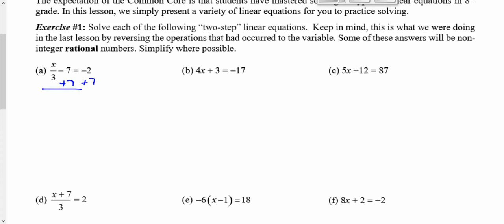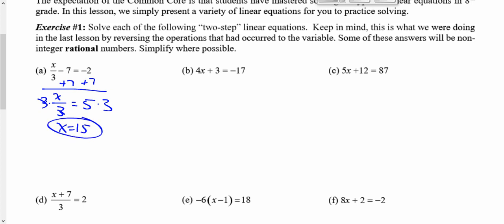Add 7 to both sides, right? That leaves us with x divided by 3 equals what? 5. And now what do we do to both sides? Because that undoes dividing by 3. And what do we get? Oh, wait, why did I put 5 there? Okay, we'll get there. Times 3. And these cancel, right? Equals 15.